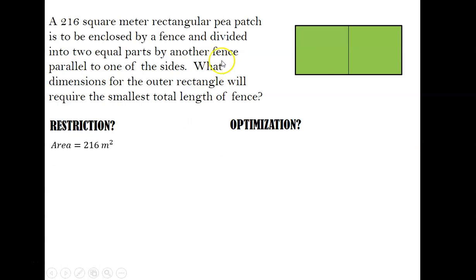As far as optimizing, that's where our last sentence comes in. The one with the question mark is usually a good hint. And remember, we're looking for keywords like smallest, largest, biggest, littlest, most, least. The smallest total length of fence. So it is the length of fence. I'm kind of thinking of it would be perimeter if it weren't for this line down the middle. So it's kind of a perimeter type thing, but not technically the perimeter.